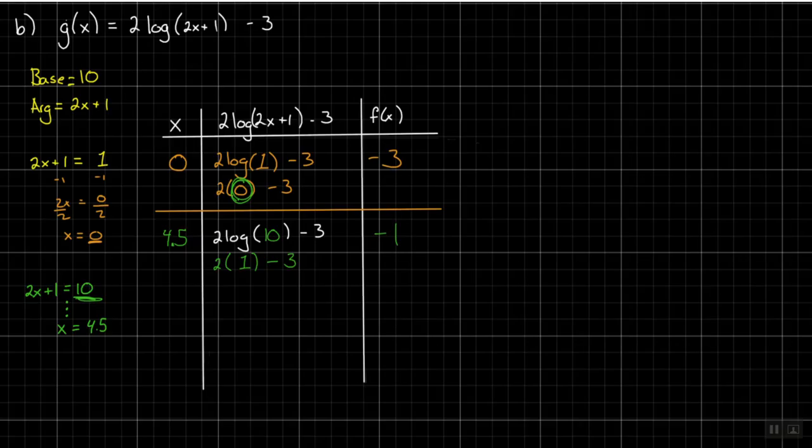There's one more little line of scratch work here. We'll use yellow for this one. The last thing I'm going to do is set my argument, which is still 2x plus 1. And we're going to set it equal to what this time? We've made it 1. We've made it 10.